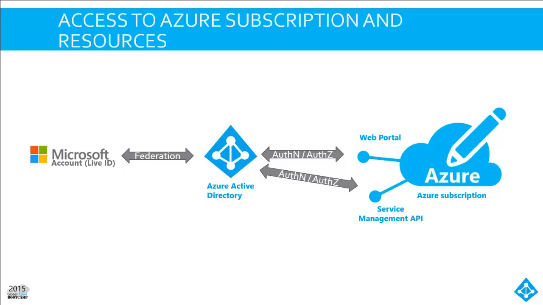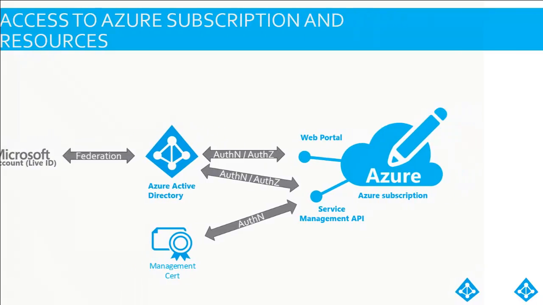And there is one more player in the game which precedes Azure Active Directory. It came much earlier than Azure Active Directory to the picture, and it is the management certificate. With the management certificate, we can authenticate and basically authorize all the actions on the service management API. I hope that now it is a bit clear how you authenticate and authorize access to your Azure resources.